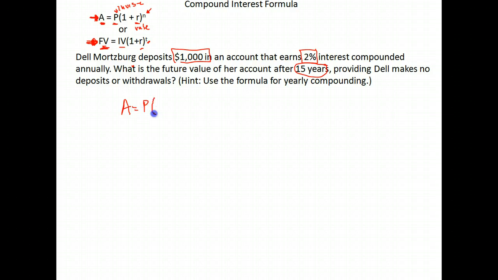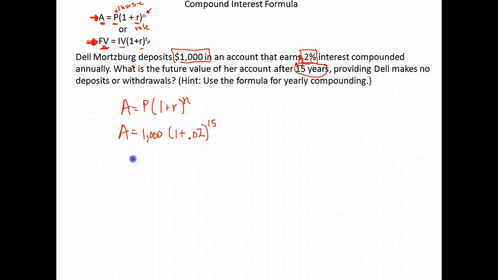I'm used to using this formula with the P's and the A's, so that's what I'm going to use. So the amount is what we're looking for. P, the principal, is the amount we put in the account. She put in $1,000. Times 1 plus the rate is 2%. Again, do not forget that we have to move the decimal 2 places to the left before using it in a calculation. So we have 1 plus 0.02 for our rate. To the N, N is the number of years, or number of times it's compounded, 15 times in 15 years.